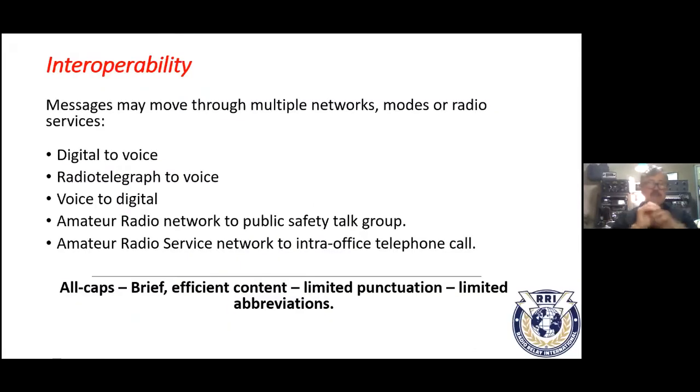So let's talk about this concept of interoperability before we dig deeper into the ICS213 message. It's really important to understand that messages may move through multiple networks. They may move between modes. They may even move between radio services. So, for example, I may transmit a message via digital mode to an EOC, but the addressee may be located off-site. That message might be transferred to, say, a public safety talk group to get the message to the addressee. A message may be originated in the field from a low-power CW transceiver and be moved to a voice network within the amateur radio service.